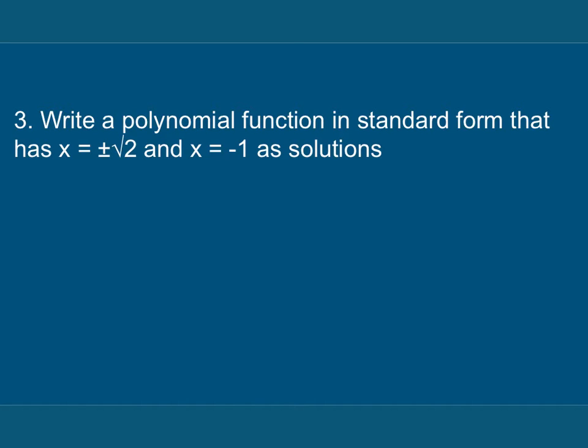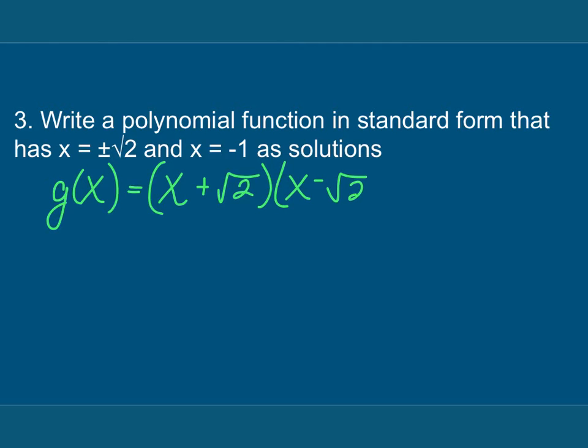In our third example, we have two irrational roots. We have the square root of 2, and then we have x equals -1. So I'm going to write a polynomial function. I'm calling this one g of x. So one of them will be x plus the square root of 2. The other will be x minus the square root of 2. And then x plus 1.